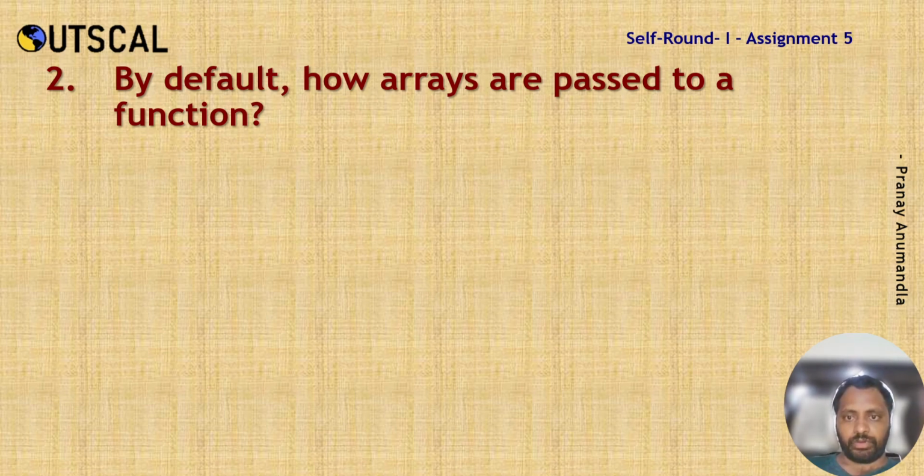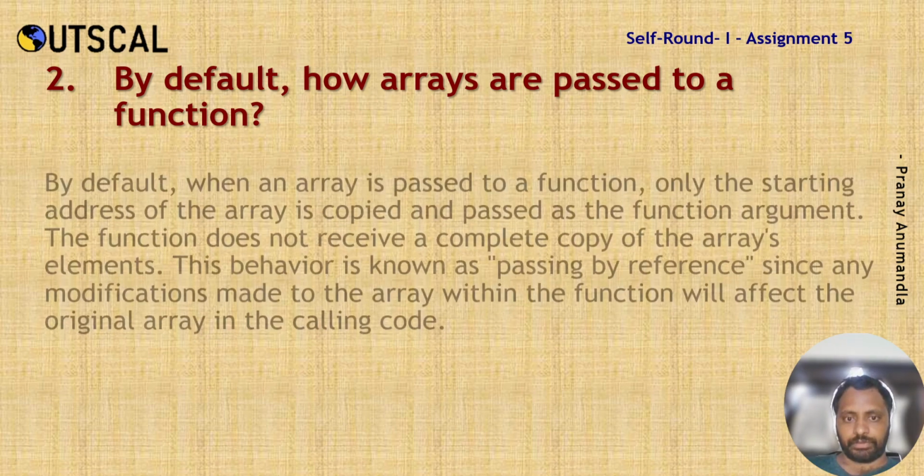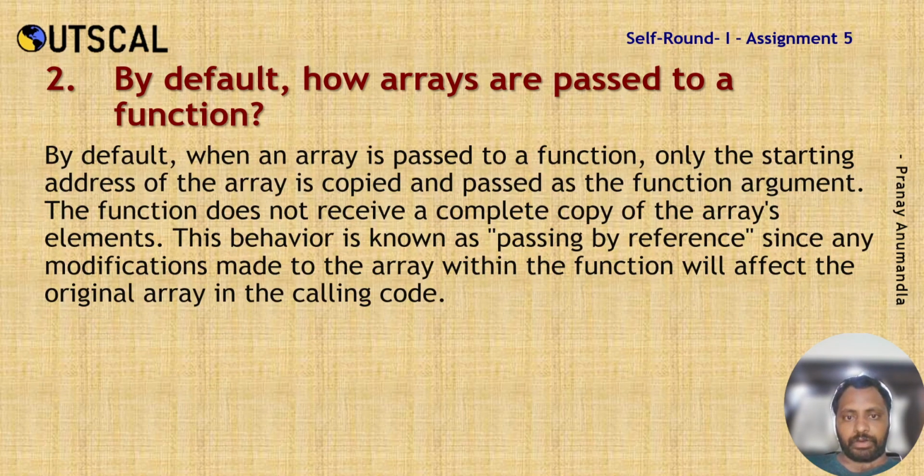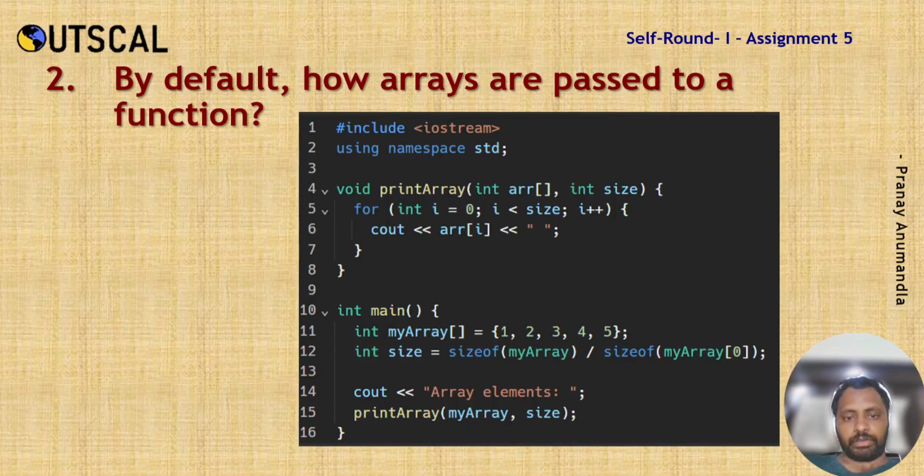This is how arrays will be passed to the function. And whatever manipulation we do inside the function will affect the original array in the calling code. Though we passed only the starting address, it will have access to the entire data elements and we can manipulate them, and it can affect the original array as well. Here is how we pass arrays to a function.